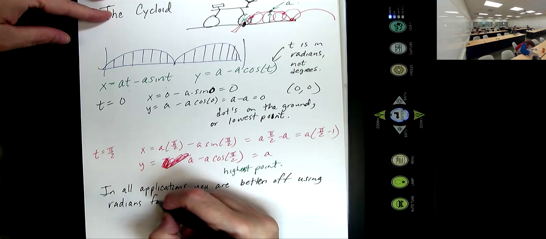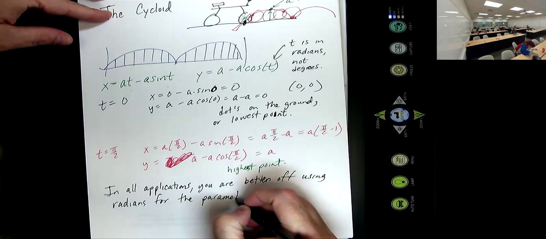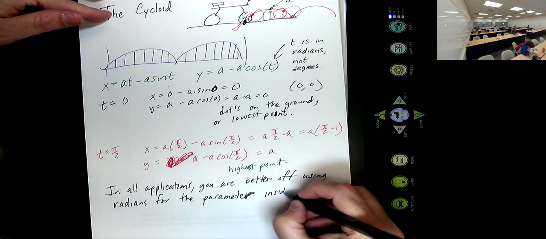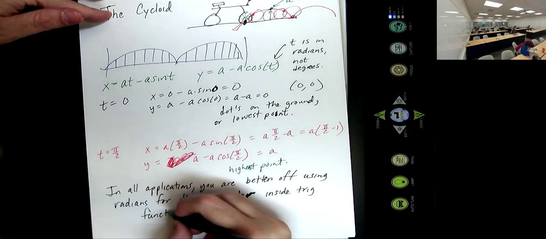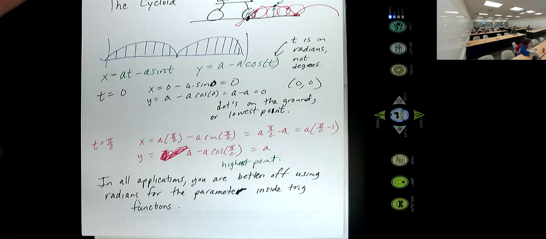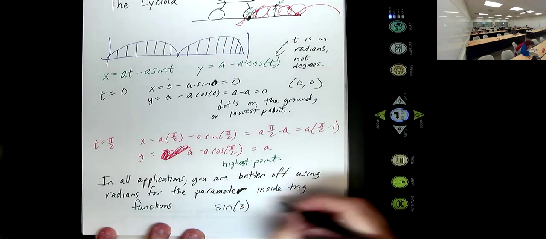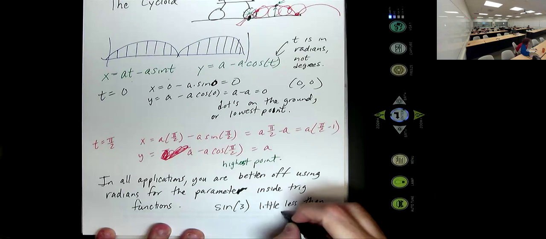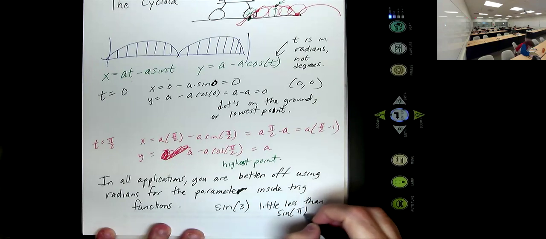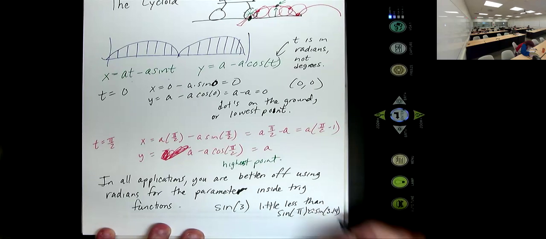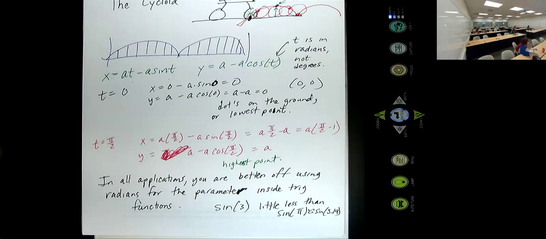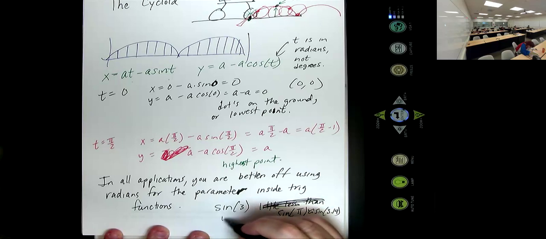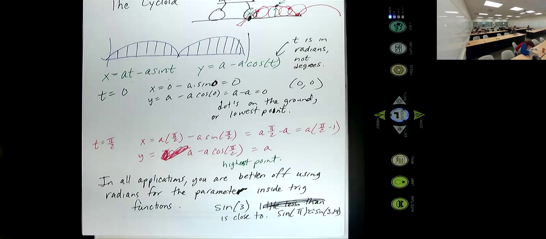For the parameter, in this case t, but theta is also technically a parameter. I'm going to say for the parameter inside trig functions. Because sine of 3 is just a little less than sine of pi, which would be like sine of 3.14. Well, I guess no, not a little less, a little more. It's close. The 3 is in radians, not degrees.